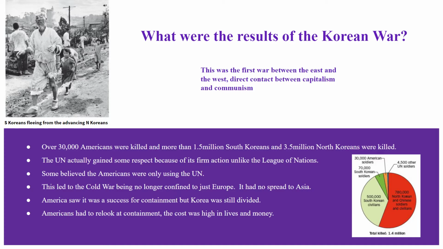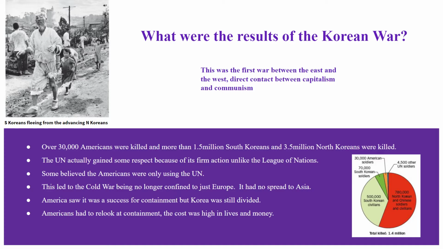The next point says some believe that Americans were only using the UN. Yeah, pretty much America was dominating the UN. But the UN also used America because the Americans are the ones mainly who fought, but there was also a lot of other countries that did help.